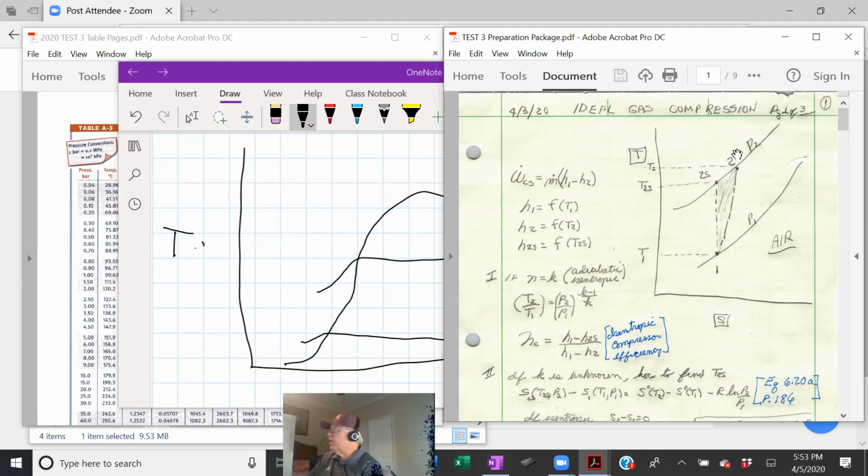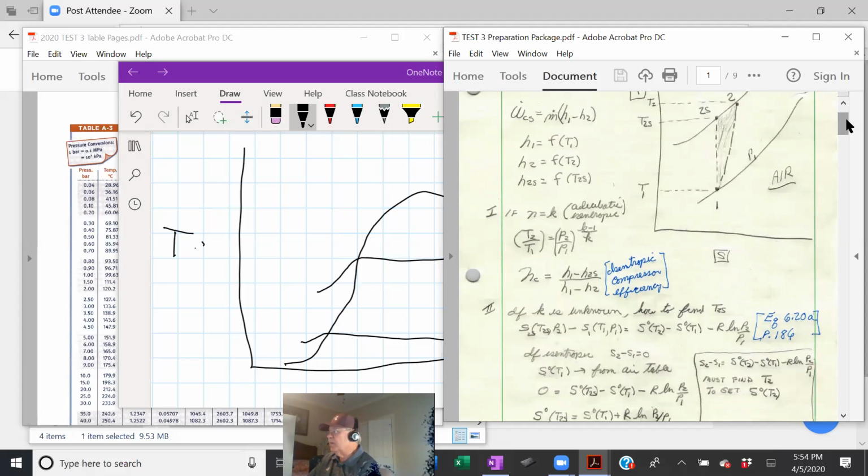In both cases, you're going to have to find T2S and T2 in order to be able to analyze the performance of the compressor. And we know for air in this region, or any ideal gas, the enthalpy depends on temperature. We have T1, and we need T2 and T2S to look up the enthalpies, because H1 is a function of temperature 1, H2 is a function of temperature 2, and H2S, the H right here, is a function of T2S, of course. Now, there are two categories of these problems in general.